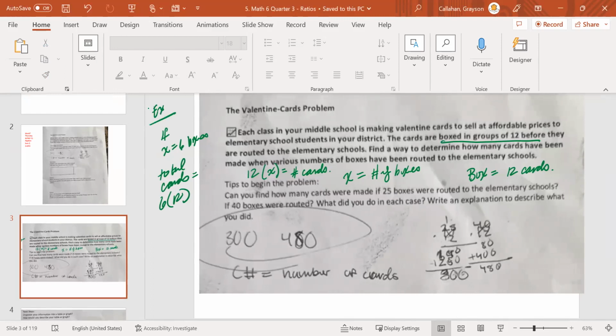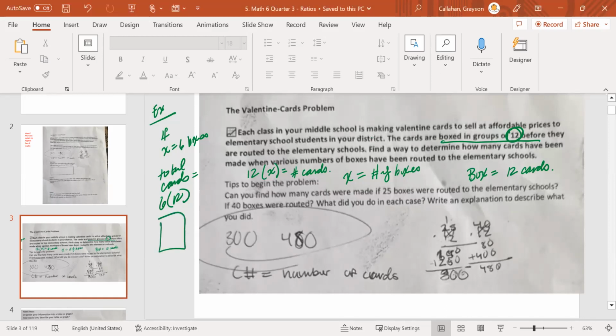There are 12 cards in a box, Grayson. So 1 box equals how many cards? How many cards are there in a box? What's this number? If you're not going to answer, I'm not going to help you. So there are 12 cards in a box. So how many cards are in a box? 12, right?